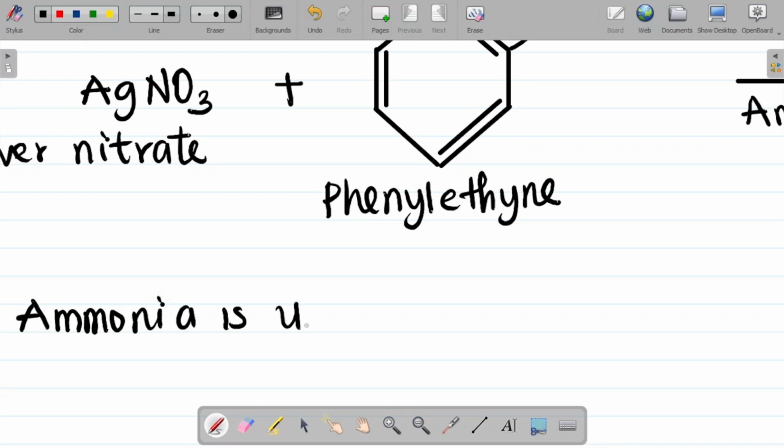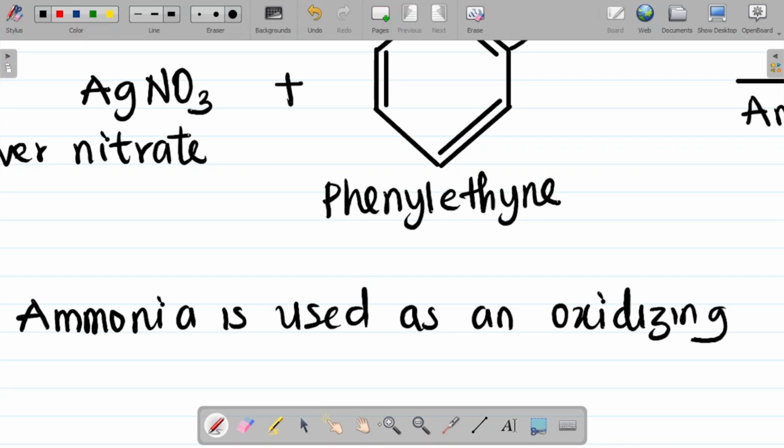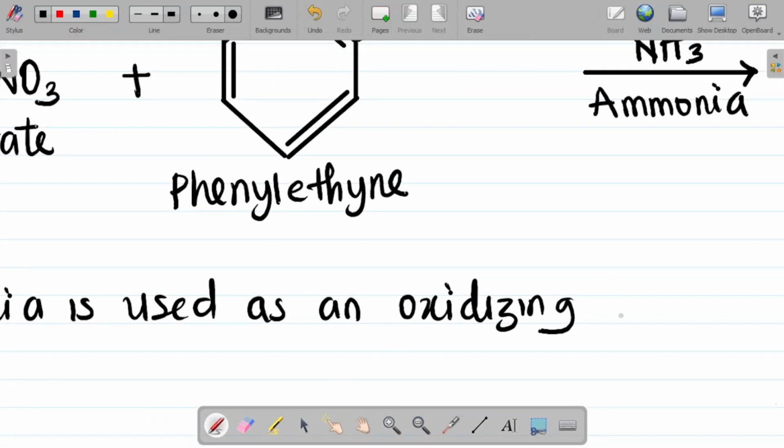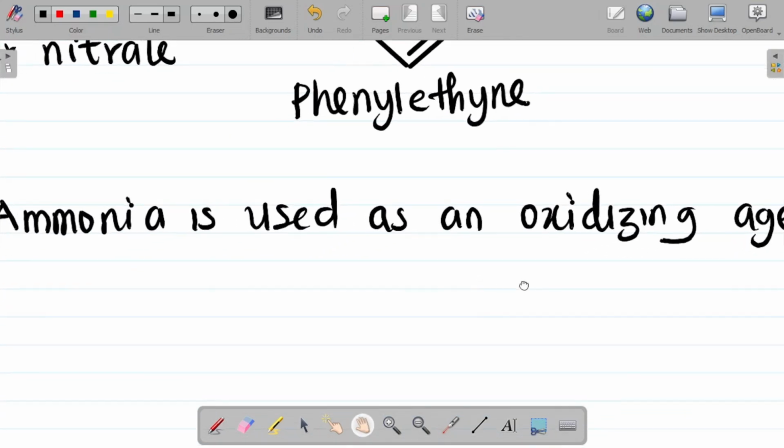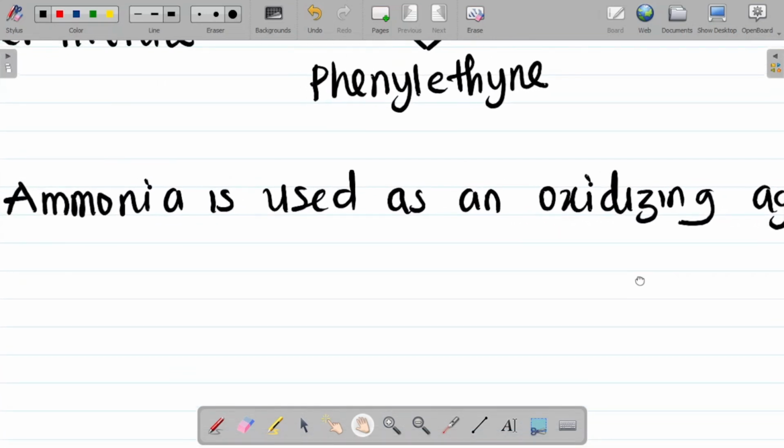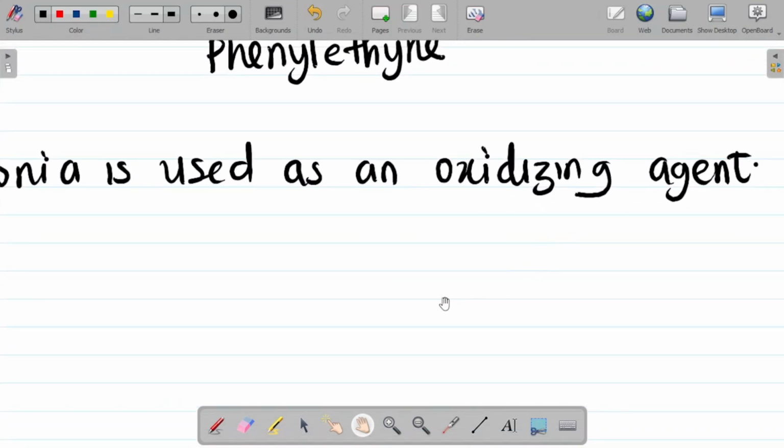Ammonia is used as an oxidizing agent. So that's your answer. Aside from these two, there's also something else you could write. You could also say ammonia catalyzes the reaction by serving as a base to subtract acidic hydrogen from alkyne. Okay, that also works too.